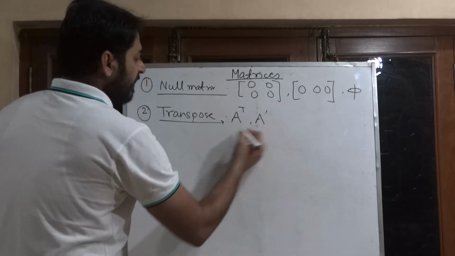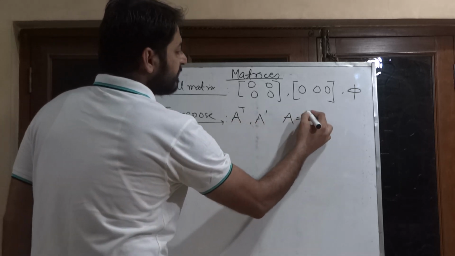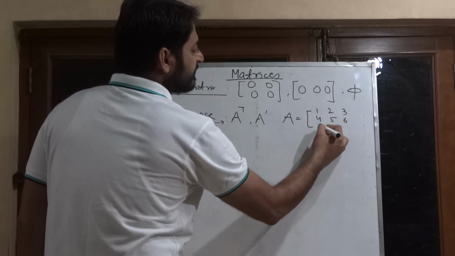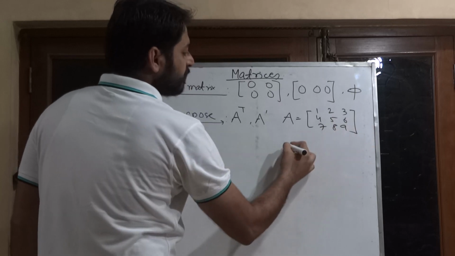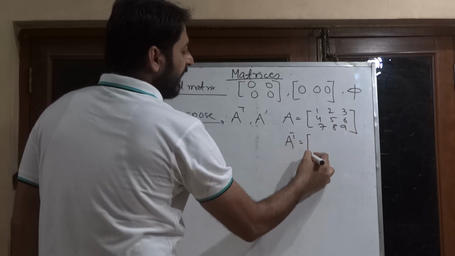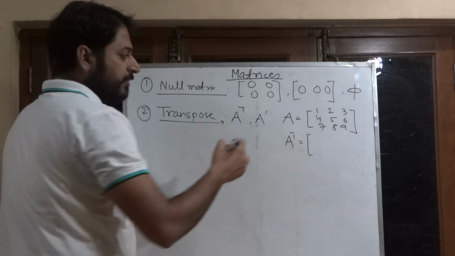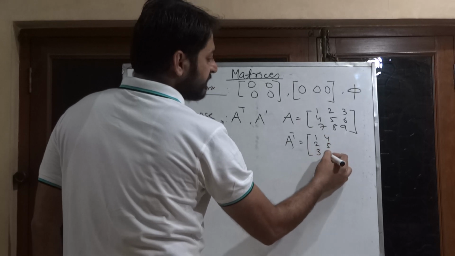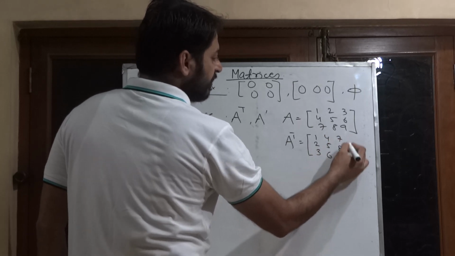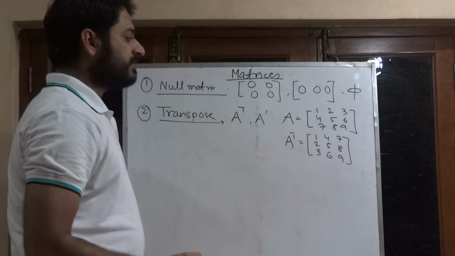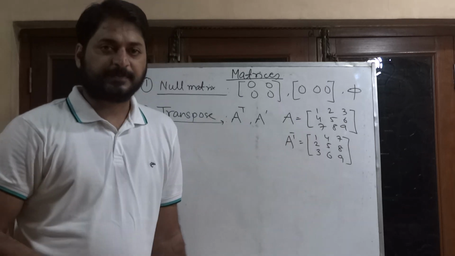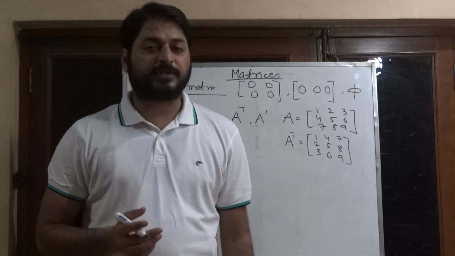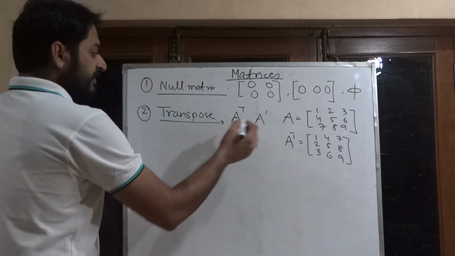For example, if I say A is 1, 2, 3, 4, 5, 6, 7, 8, 9, then the transpose of the matrix is obtained by writing its rows as columns. So its rows 1, 2, 3 become a column, then 4, 5, 6, then 7, 8, 9. The matrix thus obtained is known as the transpose of the matrix. There are a few properties of the transpose which you must learn at the same time.